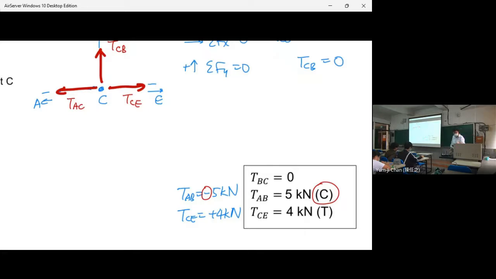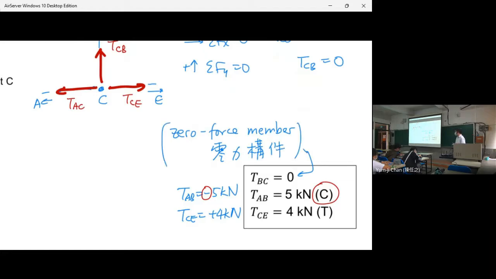In the textbook, that is called a zero force member. Some professors would care about this a lot, but I do not. So this is the answer.